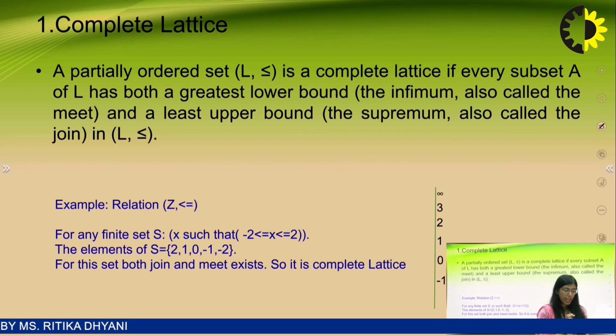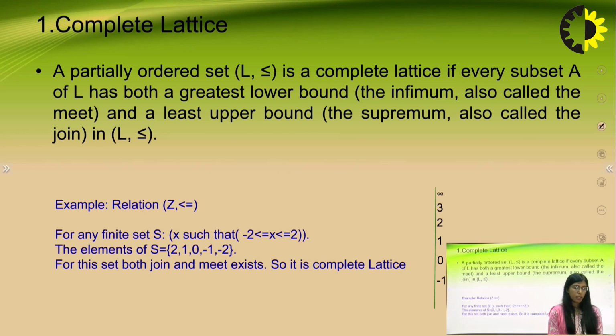That if every pair in a lattice must have the greatest lower bound and the least upper bound, then it is known as a complete lattice. Otherwise, it is not a complete lattice. What does it mean? If we talk about an example, here we are taking Z. Z is a set of integers under the relation less than or equal to.